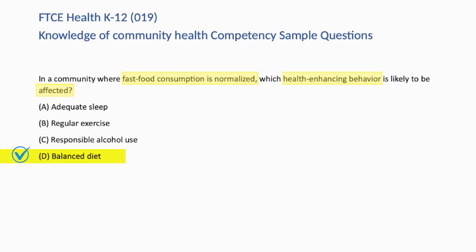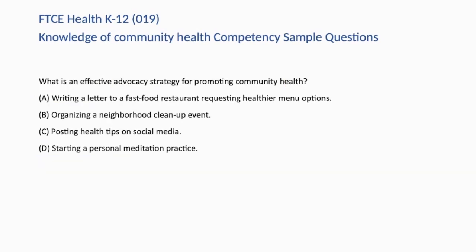a critical health-enhancing behavior. What is an effective advocacy strategy for promoting community health? A. Writing a letter to a fast food restaurant requesting healthier menu options. B. Organizing a neighborhood cleanup event. C. Posting health tips on social media. D. Starting a personal meditation practice. This question is asking us to identify an effective advocacy strategy to promote community health.